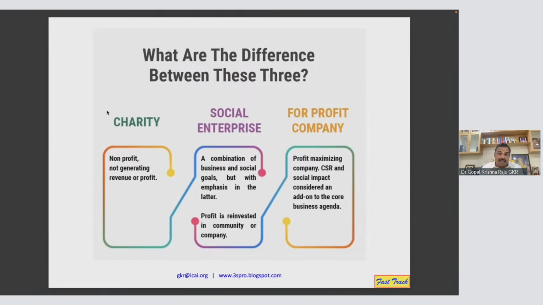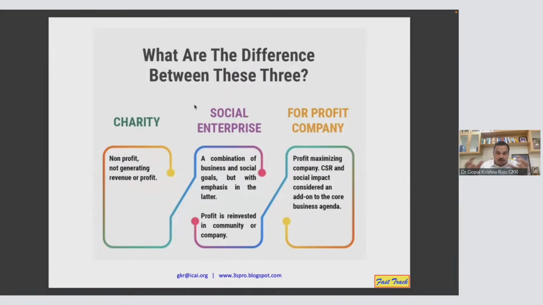Charitable organizations get the donation, grant, and they do activities. They get the donation and do activities. Now, both are totally two extremes. Non-profit organizations do not generate revenue or profit. They only get grants and then they spend. Now, in between, you have a concept called social enterprise. Is it a business undertaking? Wonderful. So it is a combo of charity plus profit company.